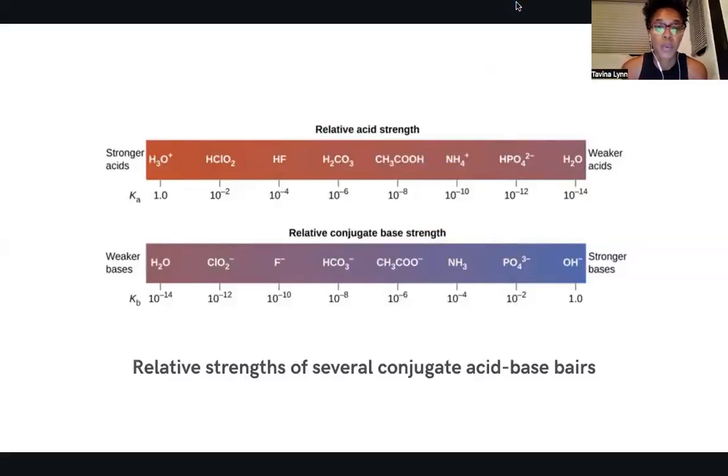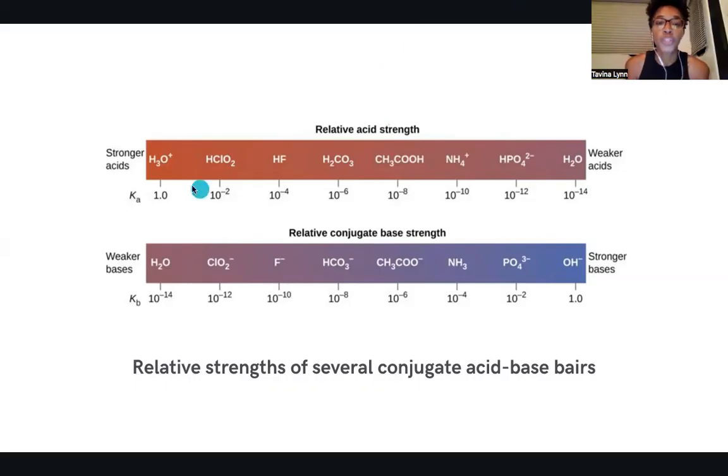So let's summarize what we saw in that previous video, right? Where we saw that if an acid's conjugate base is a strong base, then that acid is a weak acid. And if that acid's conjugate base is a weak base, then the acid is strong. So there's this inverse relationship between the acid base conjugate pairs, right? And that's what we're showing here.